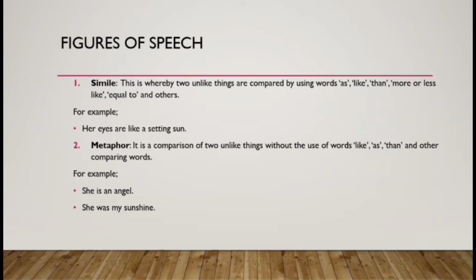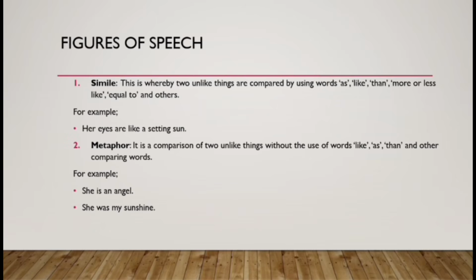So these figures of speech are: 1, simile. This is whereby 2 unlike things are compared by using words such as as, like, than, more, less, equal to, and others. For example, her eyes are like a setting sun. In this example, since the eyes are said to be like a setting sun, the whole statement is a simile because we have the word like.